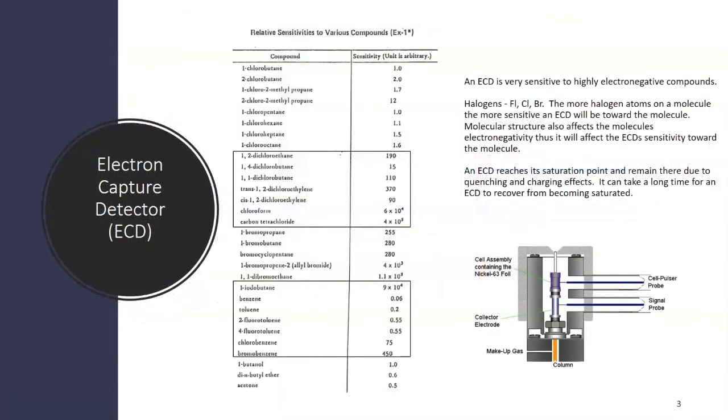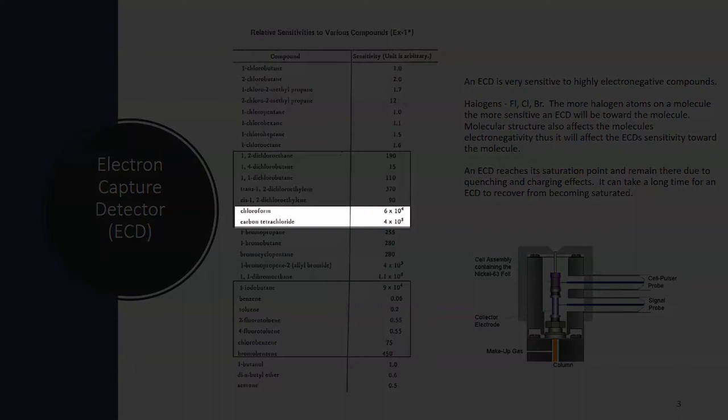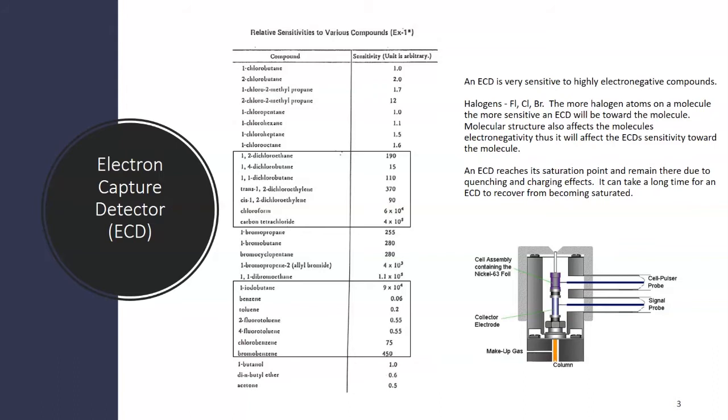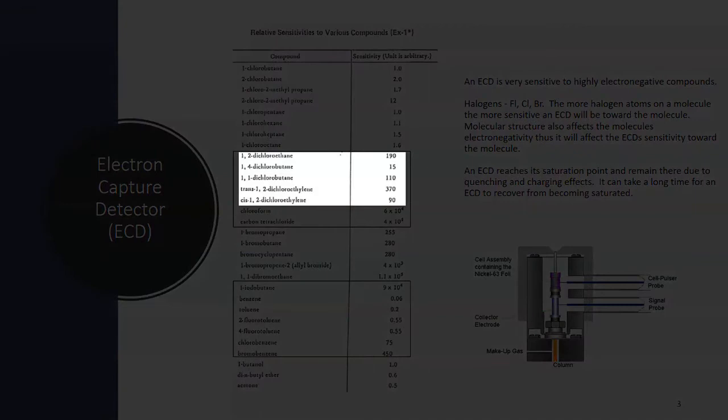The ECD is highly sensitive to electronegative molecules such as those containing halogen atoms, fluorine, chlorine, and bromine. Also, the number of halogenated atoms on a molecule as well as the molecular structure will affect the molecule's electronegativity and thus its response. There are positive and negative effects to this, such as the ECD being extremely sensitive to compounds such as carbon tetrachloride and chloroform, which can be helpful in low concentrations. However, as the chlorine atoms are removed from the molecule, the ECD is not as sensitive to them as we see in the dichloro molecules.